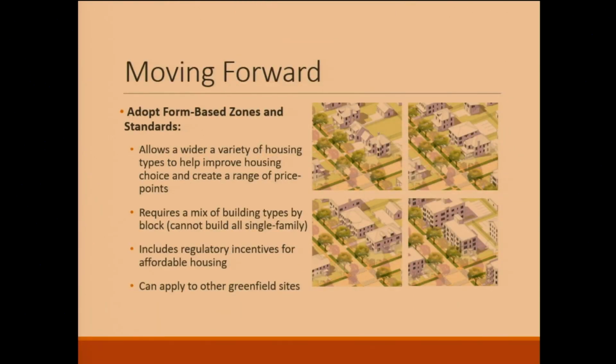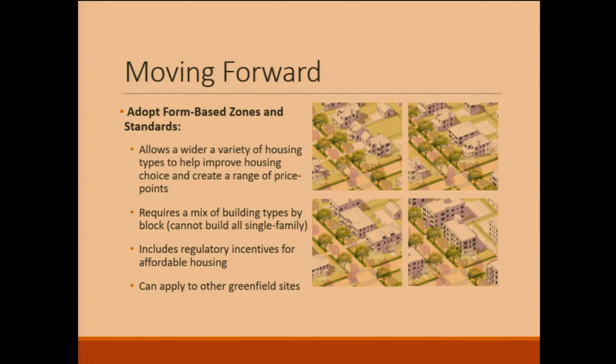In terms of the South District Form-Based Code, we are moving forward a proposal to adopt this code for a 900-acre area of undeveloped land in the South District. This code allows a wider variety of housing types to help improve housing choices and create a range of price points. It requires a mix of building types by the block, so you can't build all single family. And it also includes regulatory incentives for affordable housing.